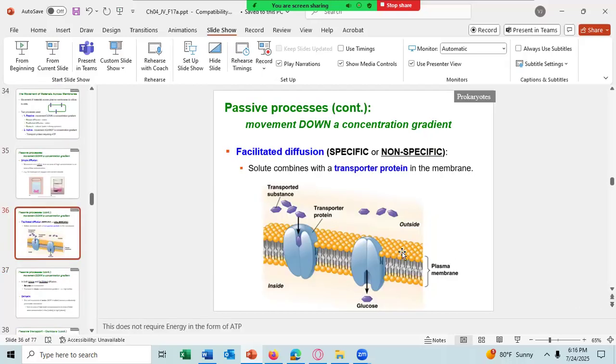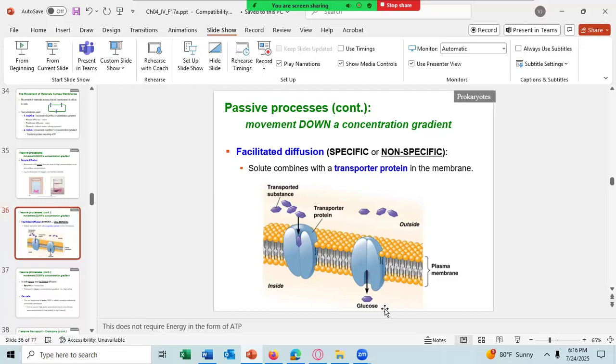Facilitated diffusion always requires a transporter protein. It's a protein that facilitates the diffusion of the molecule across the cell membrane. I'm calling it a transporter protein, or you can call it a channel protein, because the protein does not require the use of energy to function. It simply allows the molecule to move from areas of high concentration to areas of low concentration.